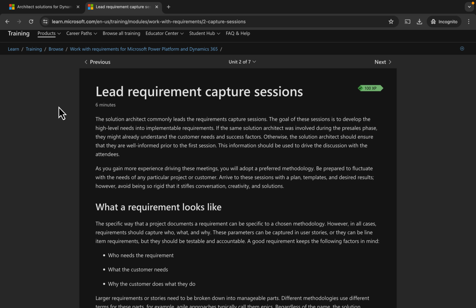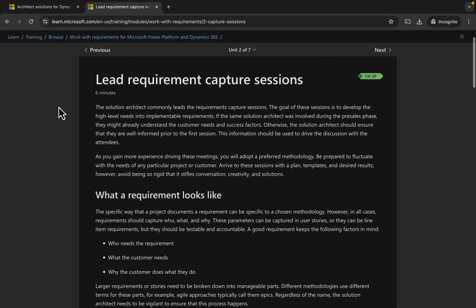As you gain more experience driving these meetings, you will adopt a preferred methodology. Be prepared to fluctuate with the needs of any particular project or customer. Arrive to these sessions with a plan, templates, and desired results. However, avoid being so rigid that it stifles conversation, creativity, and solutions.